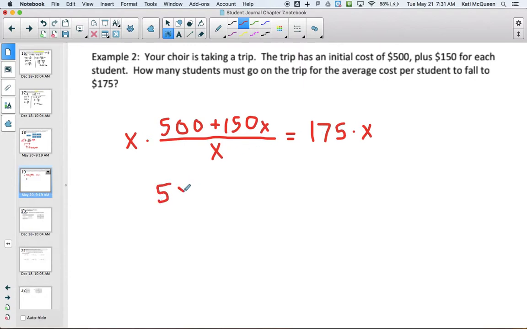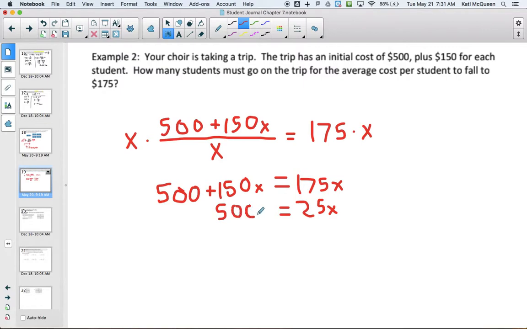So we have 500 plus 150x, and you guys can solve from here too, equals 175x. Then I want to get all the x's on the right side, so I'm going to subtract 150x from each side to get 25x equals 500. Divide each side by 25. We get x equals 20. And 20 what? In this case, that's 20 students.